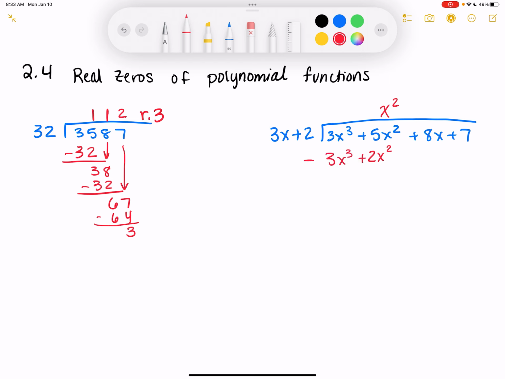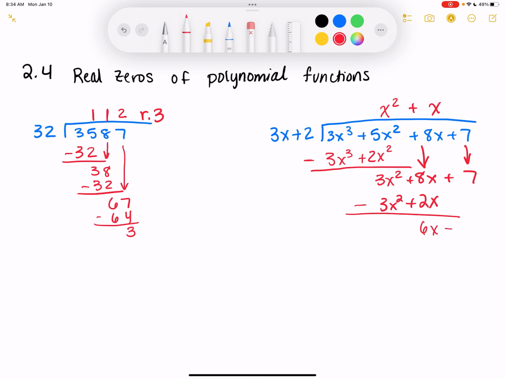I'm subtracting all of this stuff off. So the 3x cubes are going away. 5x squared minus 2x squared is 3x squared. And bring down the 8x and the 7. You bring down everything. Then what is 3x being multiplied by to give you 3x squared? That's an x. So x times 2 is 2x, and x times 3x is 3x squared. Subtracting, that gives you 6x plus 7.